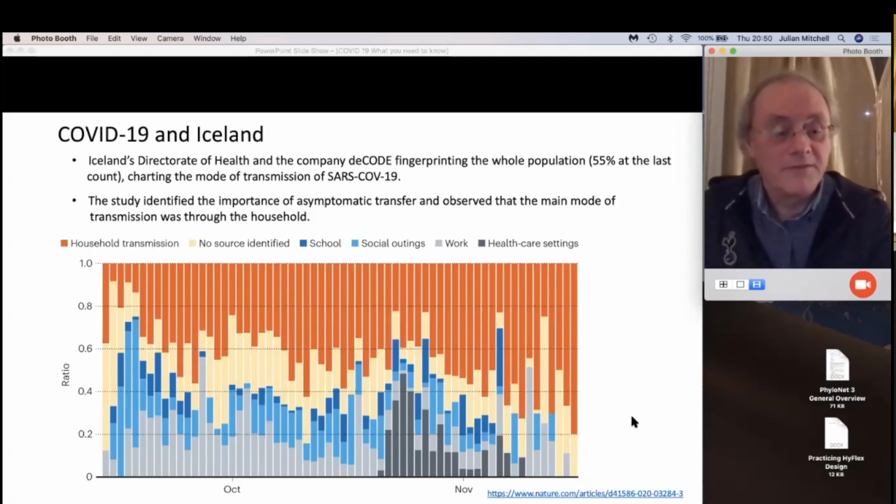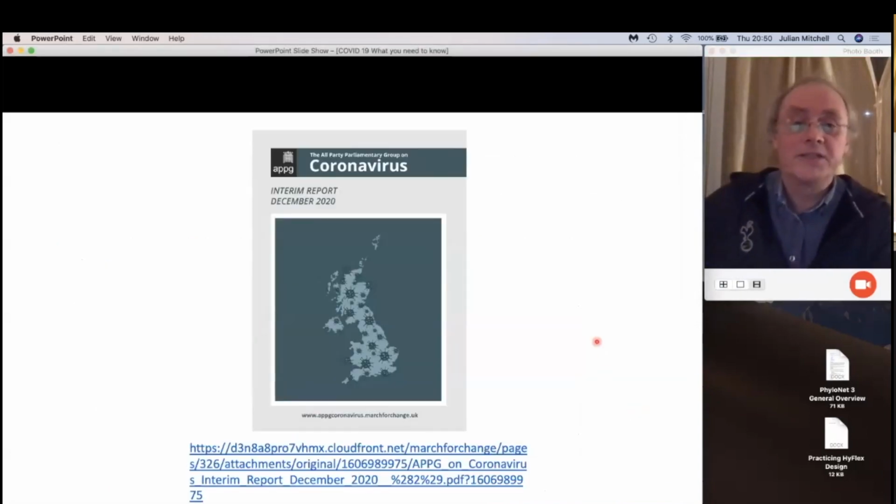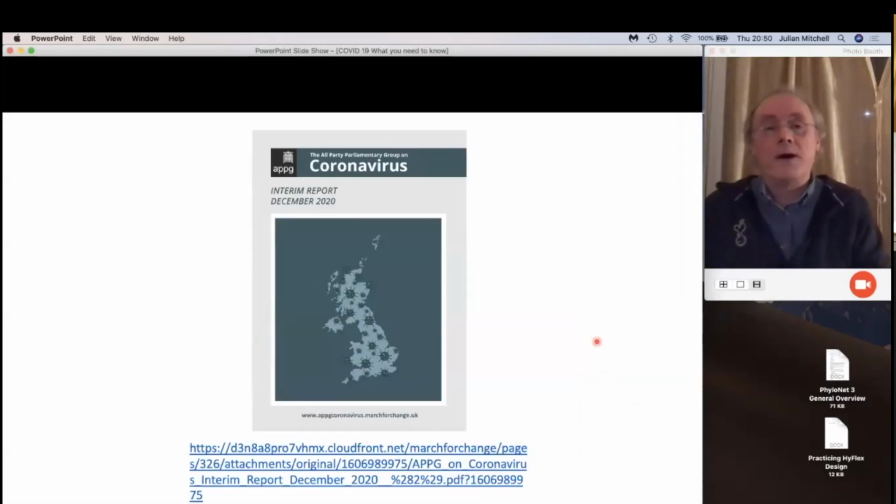Right, now I'm going to finish now and open up for questions. There is one last thing I would draw your attention to, and that is an all-party parliamentary group that studied coronavirus and came up with some recommendations. And that's certainly worth reading.